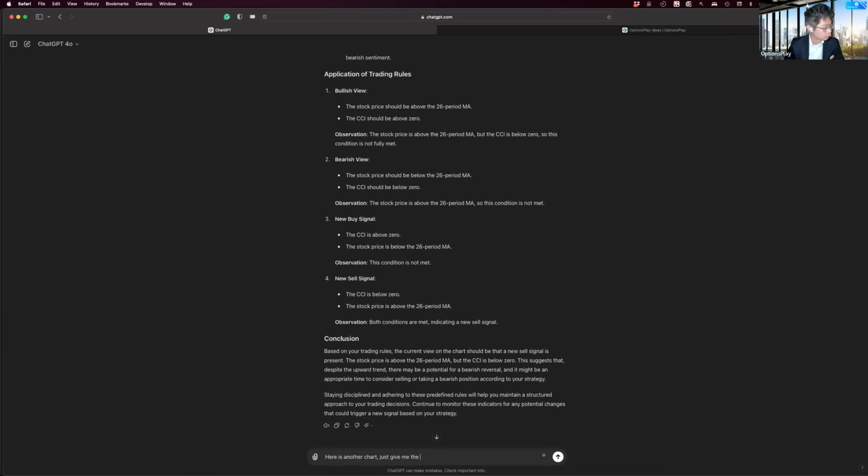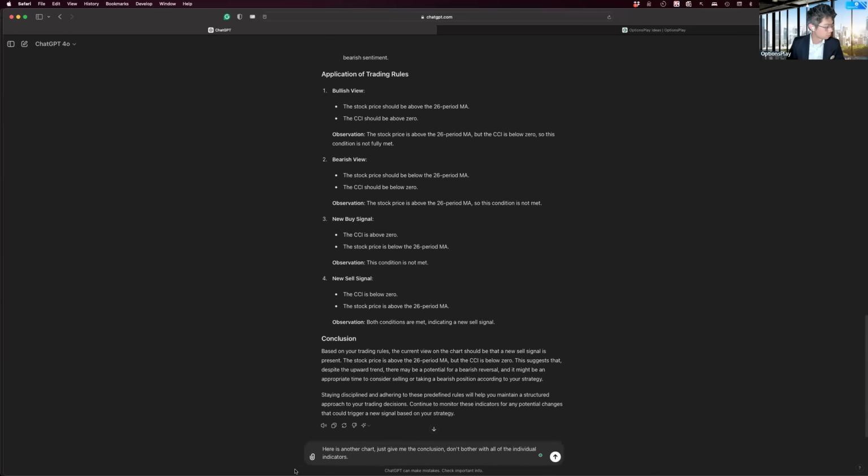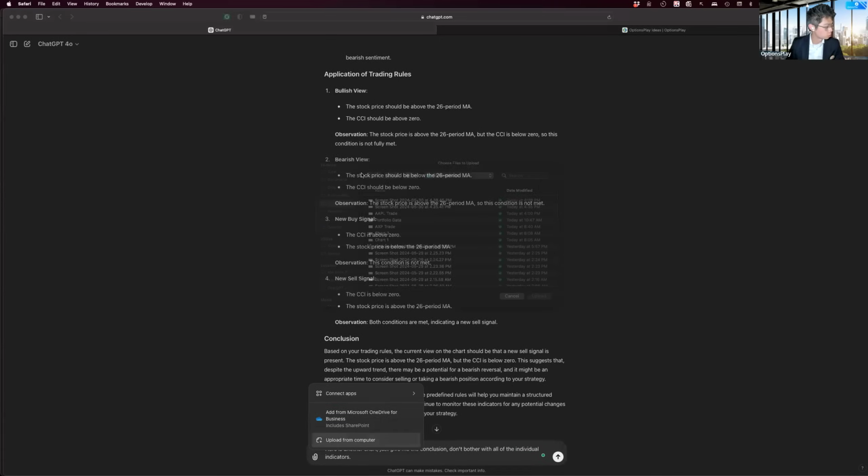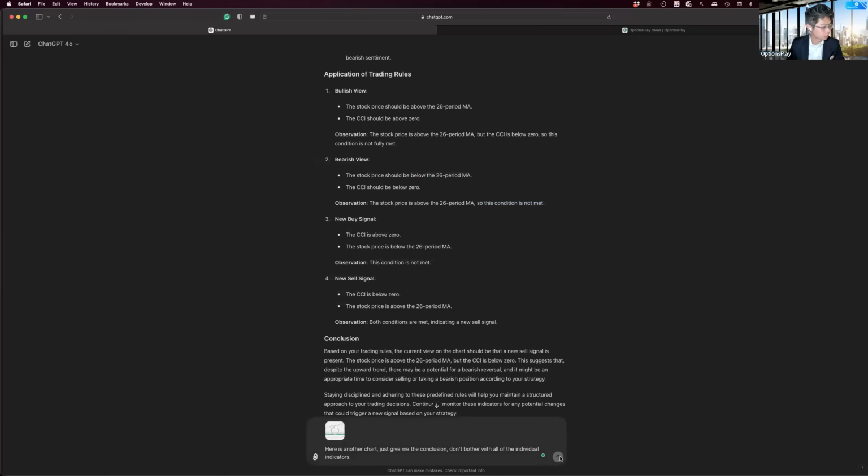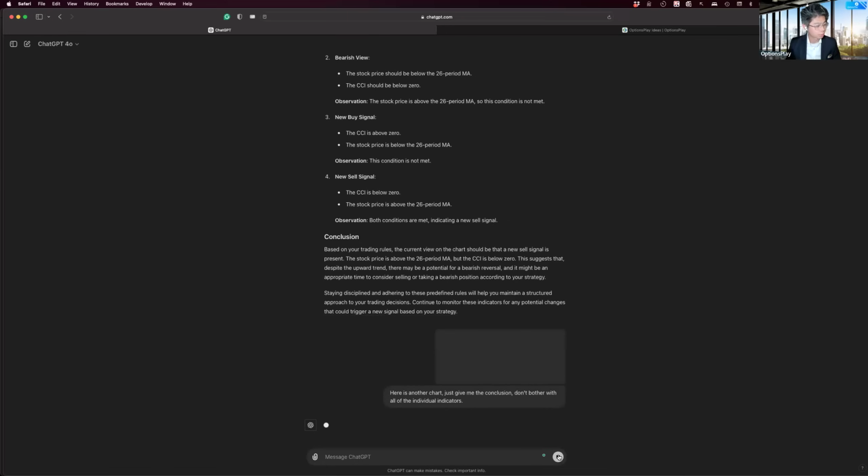Just give me the conclusion. Don't bother with all of the individual indicators, for example. So going forward, what I can do is it can just give me kind of the snapshot. I don't need to see all the individual indicators once I've done my audit and I know that it's gotten my rules correct.